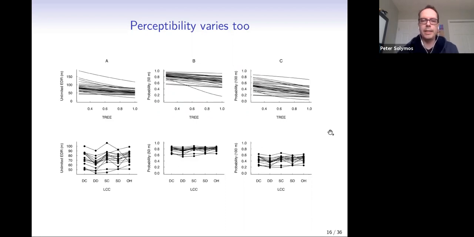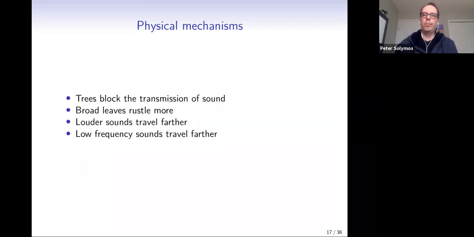So this is just to give you an idea about how these vary and what kind of biological mechanisms come into play, which is what we are going to look at either as covariates or as things that influence detectability. Some physical mechanisms explain why sound coming from farther away is less detectable, because trees block the transmission of the sound. Broadleaves rustle more, so there's more background noise, which makes it harder to identify individuals. Loud sounds travel farther, low frequency sounds the same.